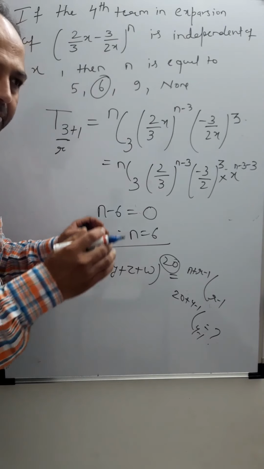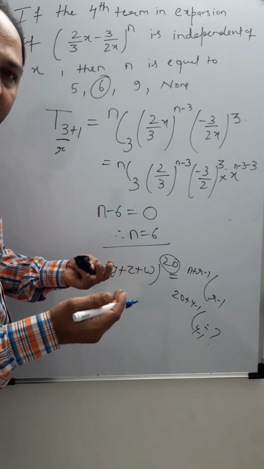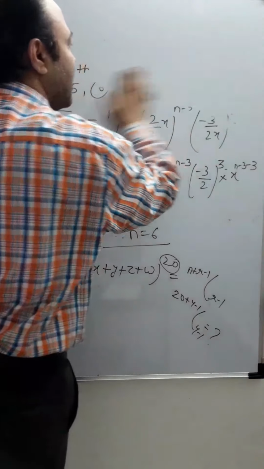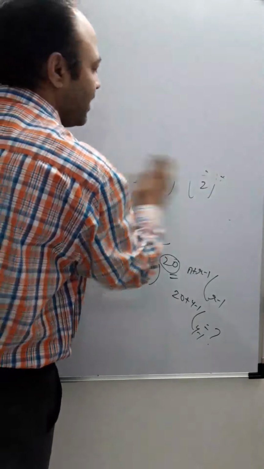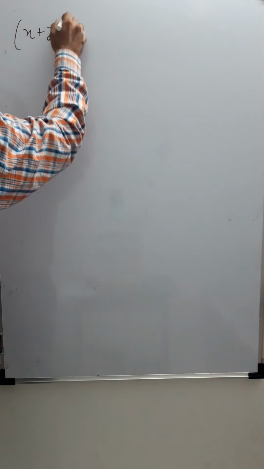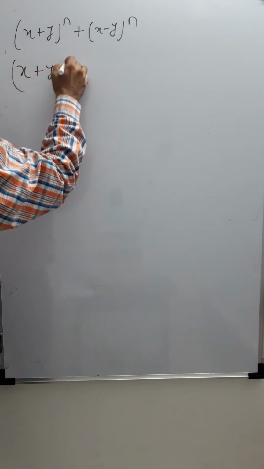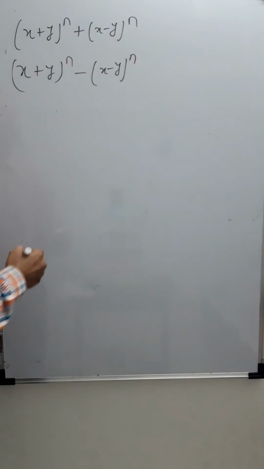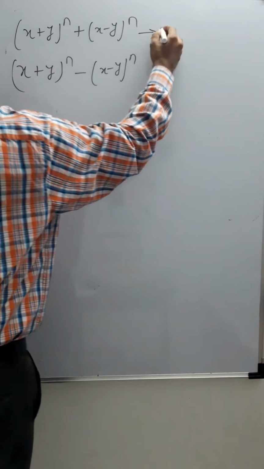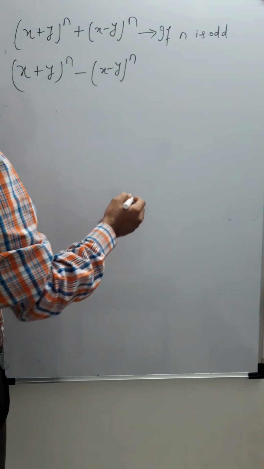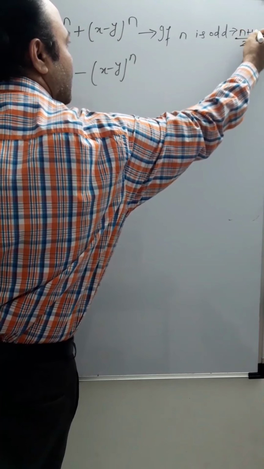Now here there are binomial terms, and after simplification we have to calculate the total number of terms. Look at this. For this we will first write one formula, so that if you remember that formula, it will be easy to calculate the total number of terms. See, in this we have x plus y to the power n plus x minus y to the power n. Second situation, x plus y to the power n minus x minus y to the power n. Fine. Now here, if n is odd, the power n is odd, then the total number of terms is n plus 1 by 2 terms.